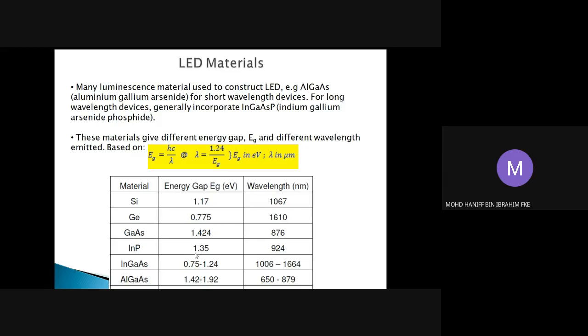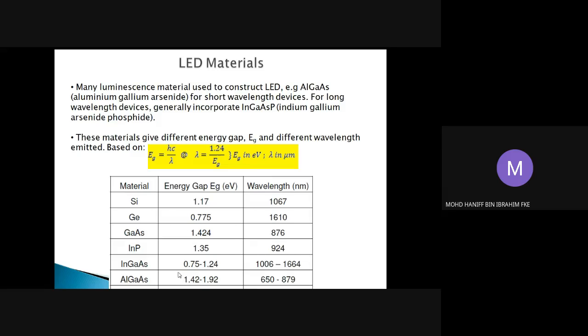For example, for gallium arsenide with an energy gap of 1.424 electron volts, the wavelength produced will be 876 nanometers. You can test this equation by substituting 1.424 into it, and as a result you get a lambda of 876. The same applies to the other materials. Based on the energy gap and the wavelength, we can choose the proper material to be applied in our LED.